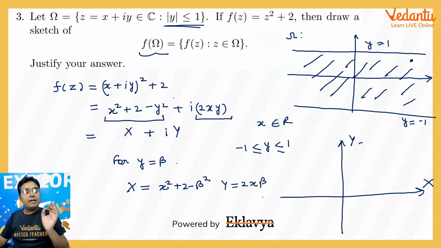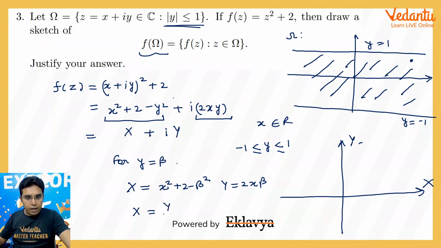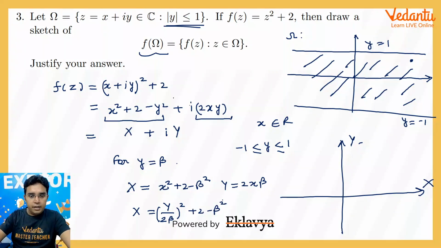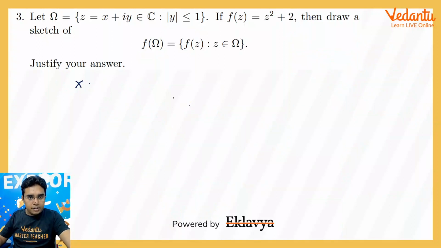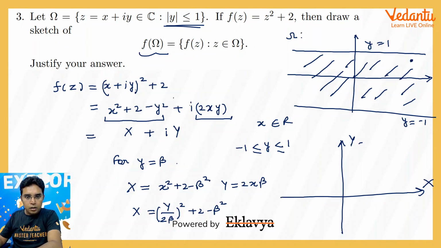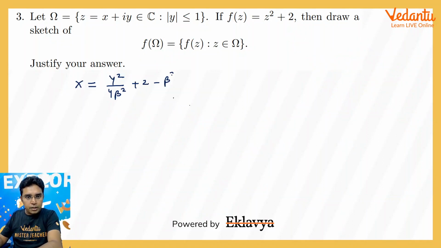Now I will eliminate small x, which is from -infinity to +infinity, to get a relation directly between capital X and capital Y, and from that we will be able to observe which kind of curve it could be. Now I can write this capital X as (capital Y upon 2 beta) whole square plus 2 minus beta square. Let me take this to the next slide. What I got is capital X is equal to capital Y square upon 4 beta square plus 2 minus beta square. I think that is what we have got.